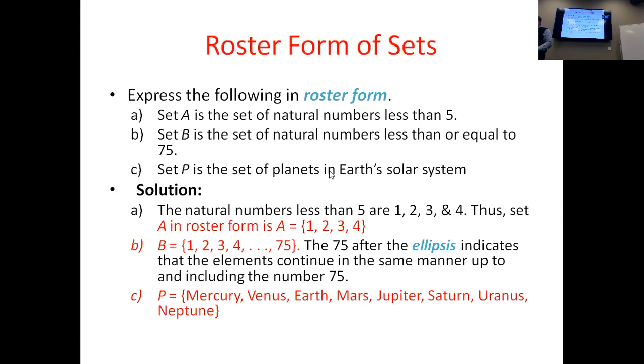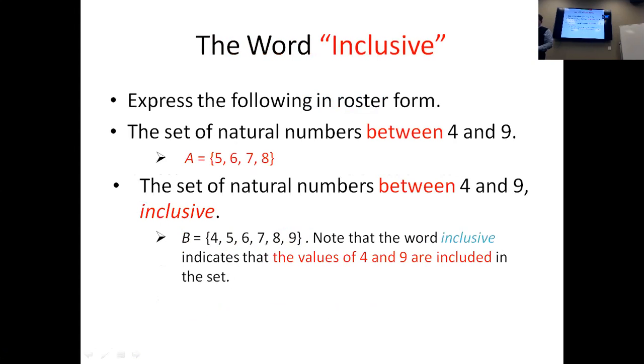Set P is a set of planets in the Earth solar system. So P, then braces, the name of the planet starting closest to the Sun: Mercury, Venus, Earth, all the way to Neptune. We used to have Pluto, but the astronomers subtracted that because they said it's a dwarf planet. Anyway, I think it's a planet. Now, we use inclusive.